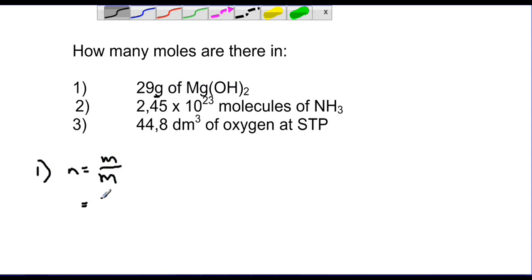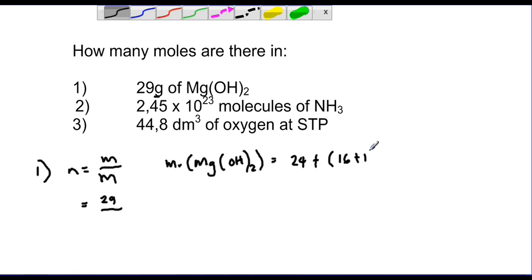So the actual mass we are given is 29, and the molar mass is not given. And we know that to work out molar mass, you have to go onto the periodic table. So if you go to the periodic table and we work out the molar mass of magnesium hydroxide, then magnesium has a mass of 24, oxygen is 16, hydrogen is 1, and that must be multiplied by 2 in the front.